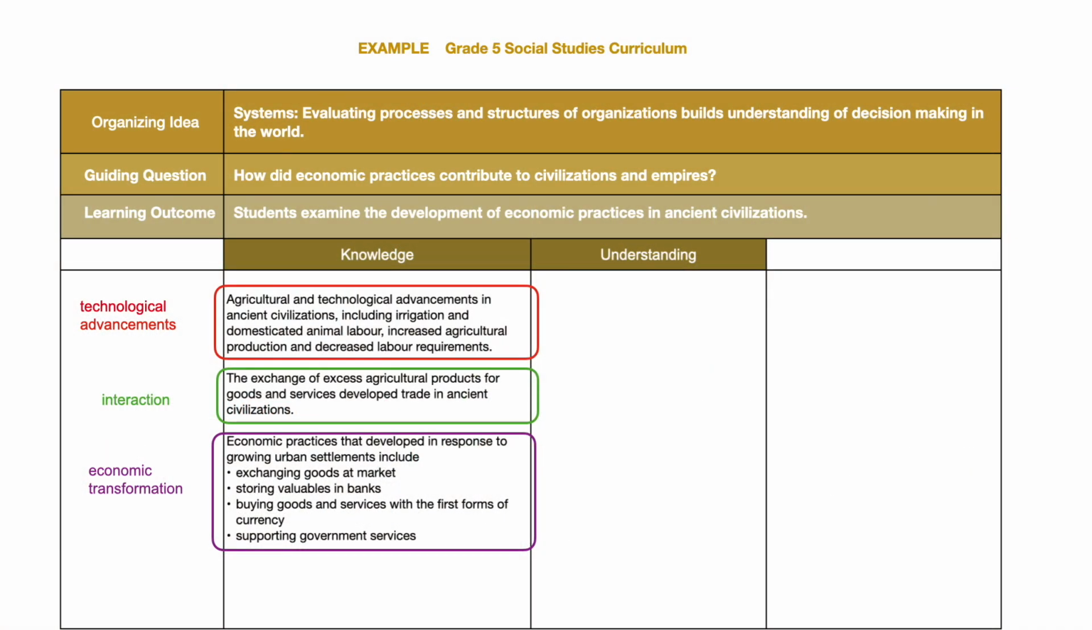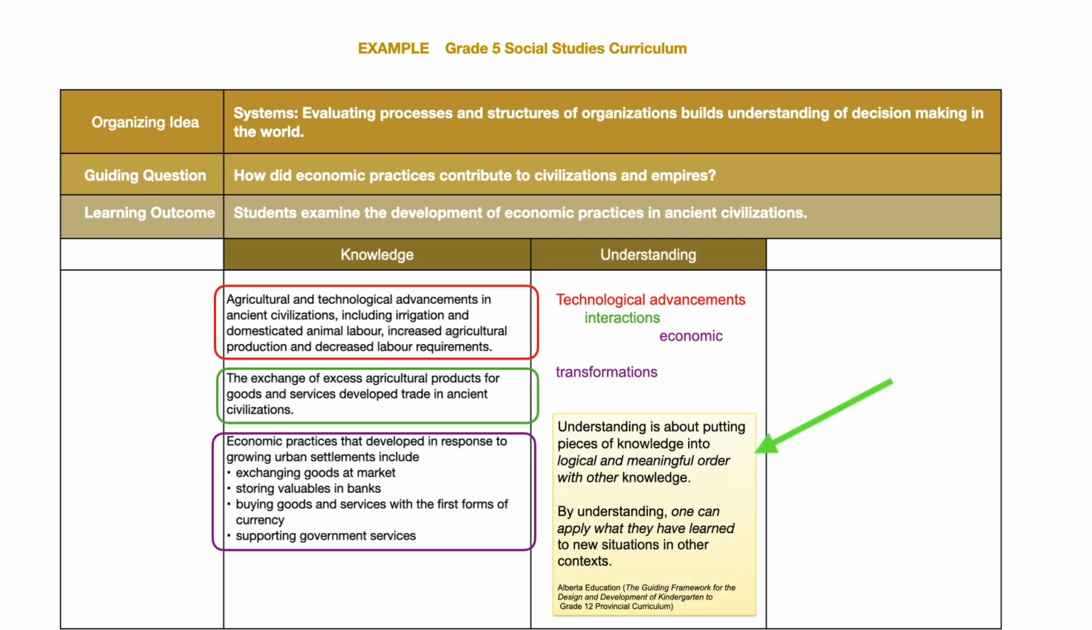To summarize, the knowledge column contains facts and individual concepts. Those concepts become the building blocks for the understanding. As stated in the guiding framework that guides the building of these new curricula, understanding is about putting pieces of knowledge into logical and meaningful order with other knowledge. In this example, when we put the concepts from the knowledge into a logical and meaningful order, we get this understanding.